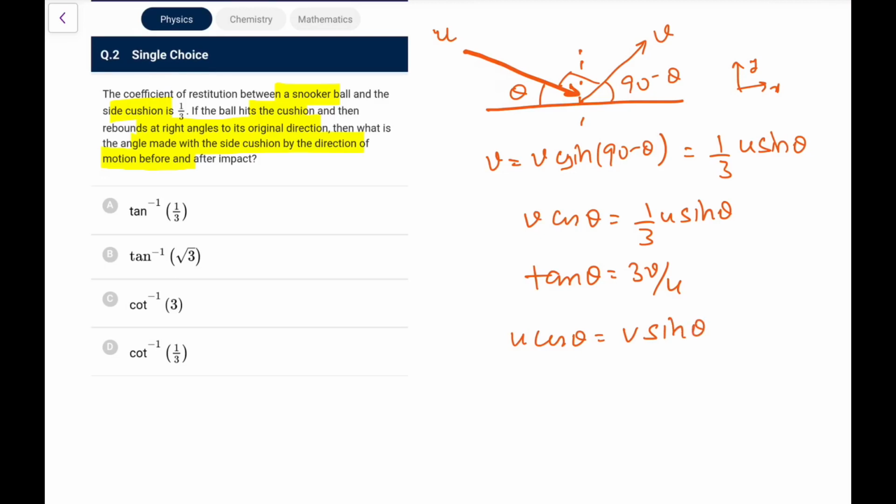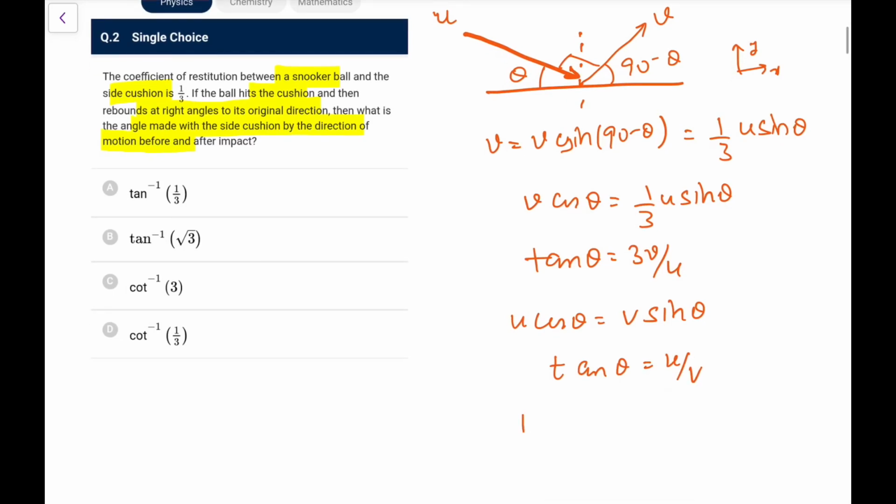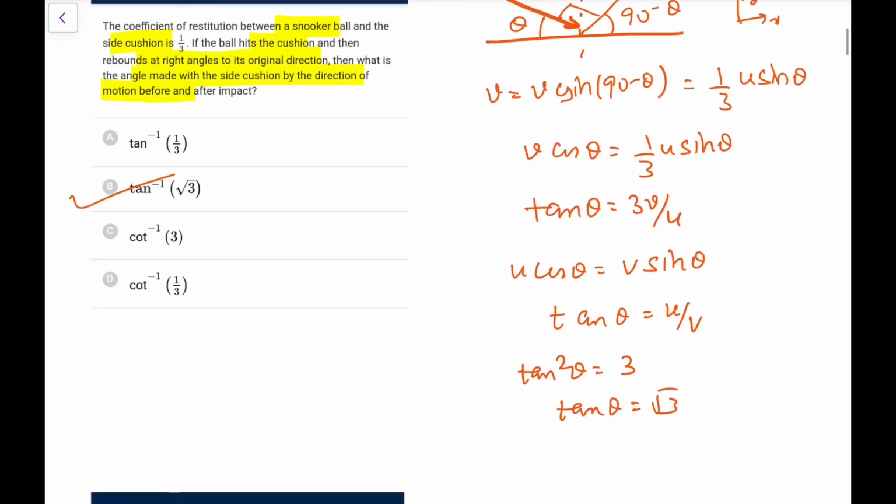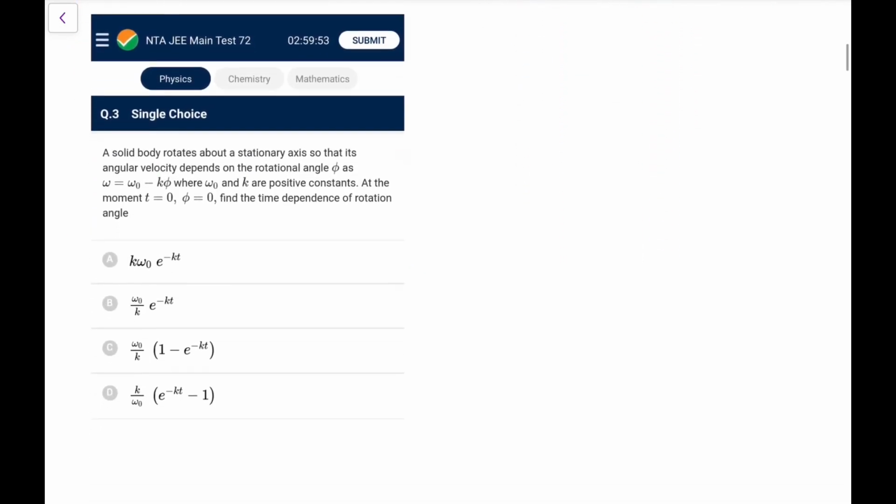From here, what I am getting is sine upon cos, that is tan theta equals u by v. So what we have, u by v and 3v by u. If I multiply both, tan square theta comes out as 3 because u and v will cancel. So tan theta is root 3. That is what we are getting. As per the option, it should be option B, the angle it makes with the side cushion before the collision. I can't understand what is after impact. This is before only I can make out, that is tan theta is root 3.